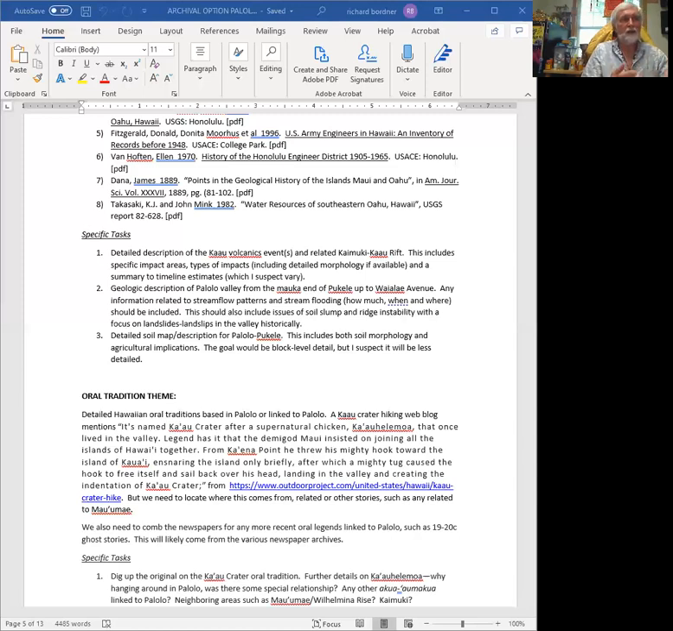What implications did this have for agriculture? What could you grow in different parts of the valley? What conditions were there? What would that viably allow, and what would that not allow? So again, we want as much detail as we can get on the actual soils of Palolo.